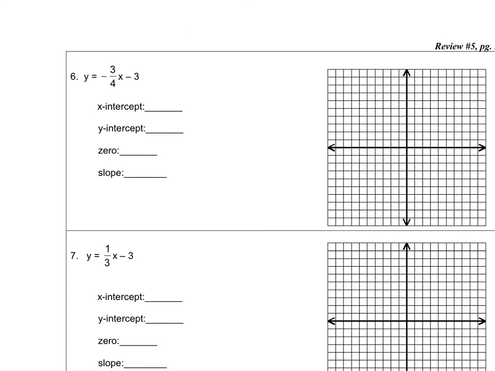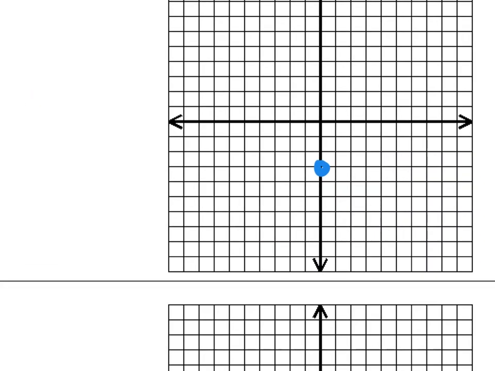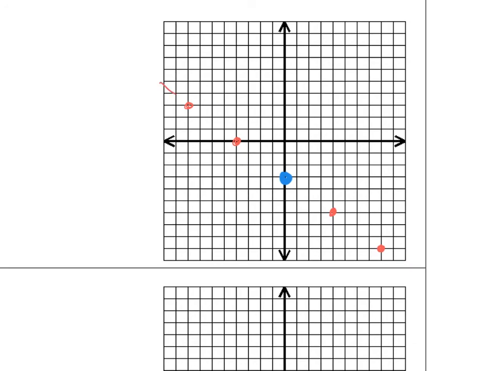So problem 6, when I graph this, I start at my y-intercept, which is -3, also known as the B value. And then my slope is -3/4, directly attached to x. So from this point, I go down 3, right 4, and draw a dot. I can also go up 3, left 4 to continue that line. And there's that line drawn.